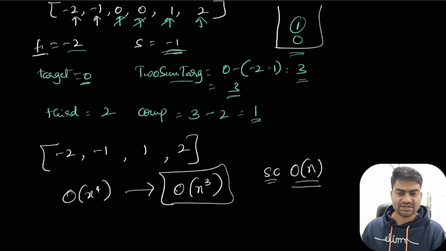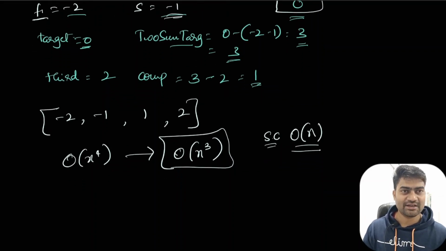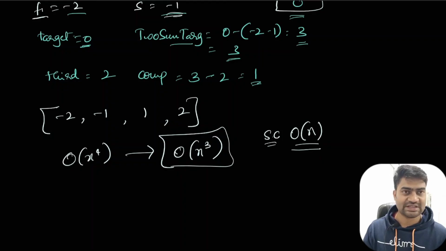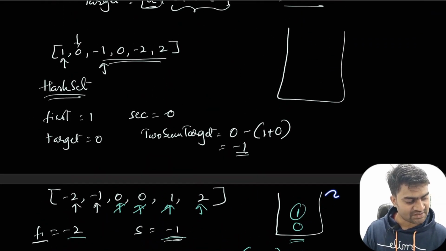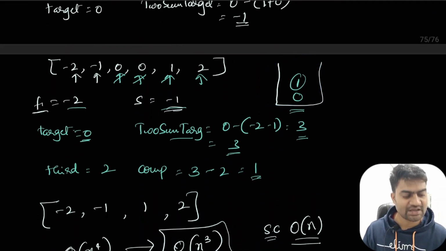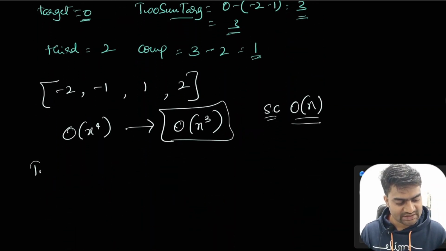I will switch to the editor. So now again the same story. If you have seen the three-sum problem, we want to improve this. For that, what we need to do, instead of using a hash set, we want to use the two pointer technique. So we want to use two pointers.